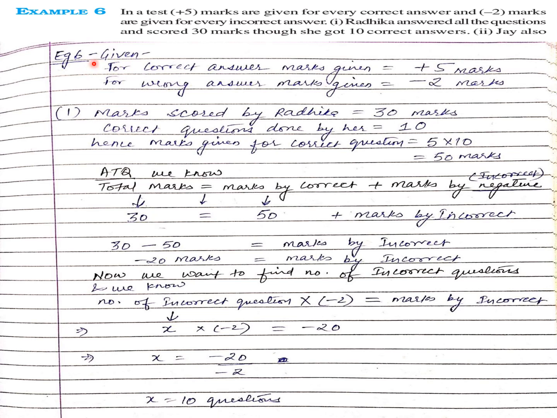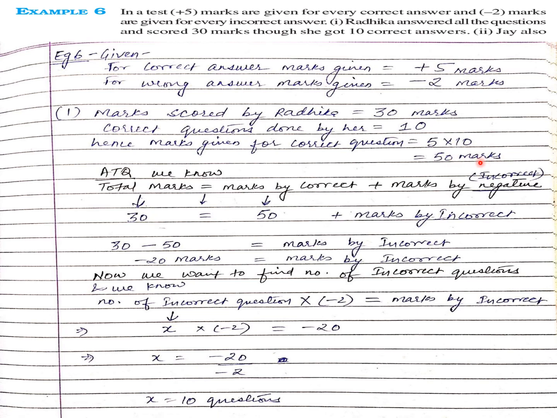Okay, so I have written the given part first. Given to us is for correct answers marks given plus 5, for wrong answers marks given minus 2. Now first part, marks scored by Radhika is given to us. Total marks scored by her is 30. Correct questions done by her is given to us 10. So she must have got how many marks for correct questions? 5 into 10. Because it is given for one question correct, 5 marks are given. So for 10 correct questions, 5 tens are 50 marks are given.